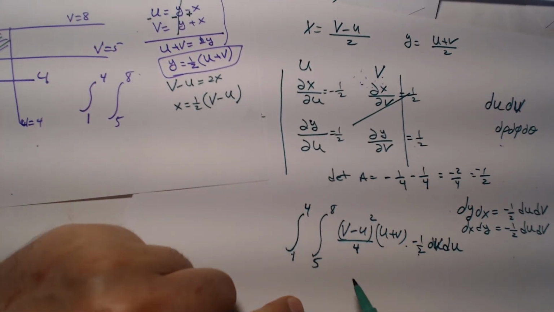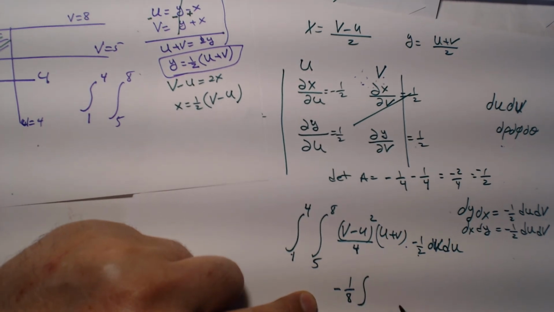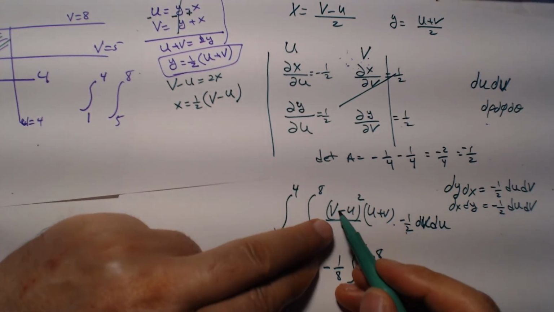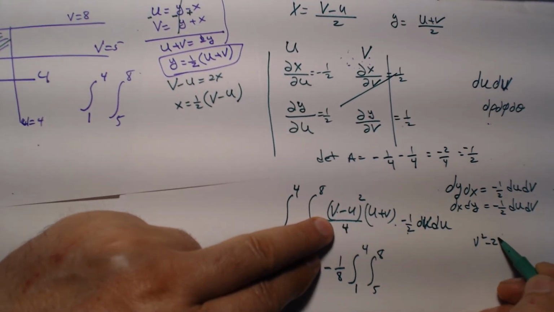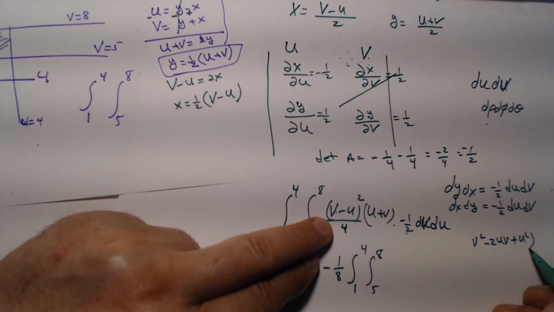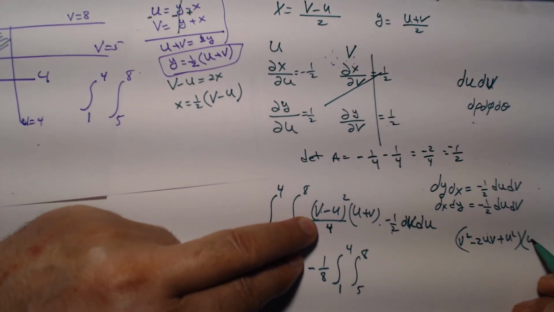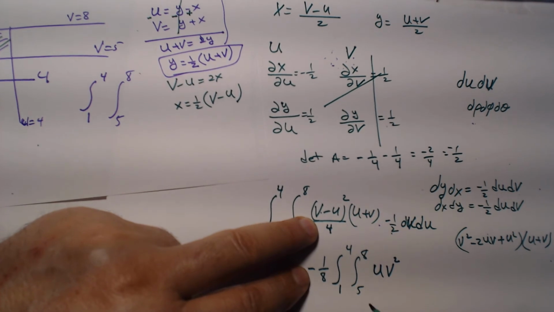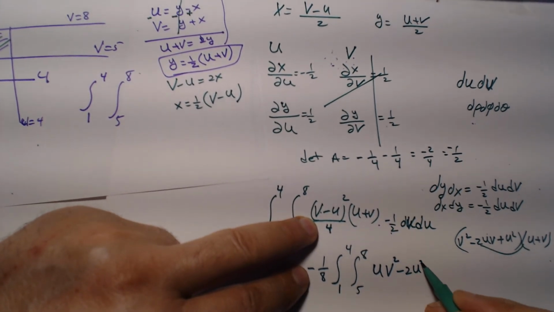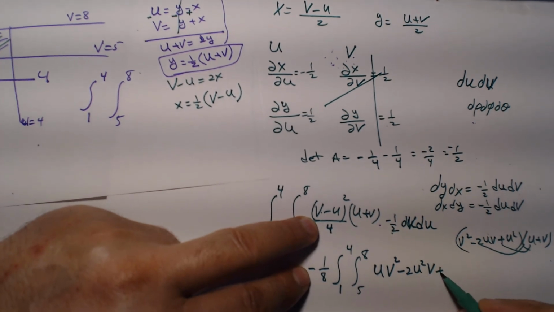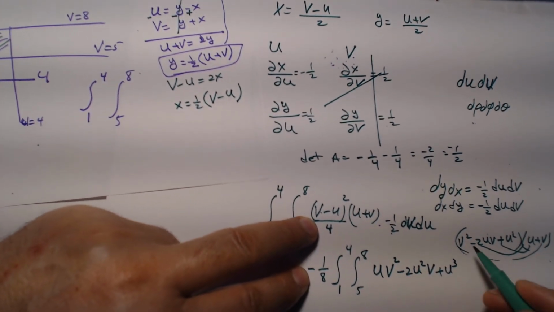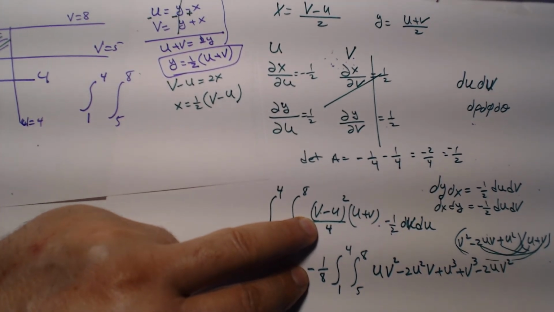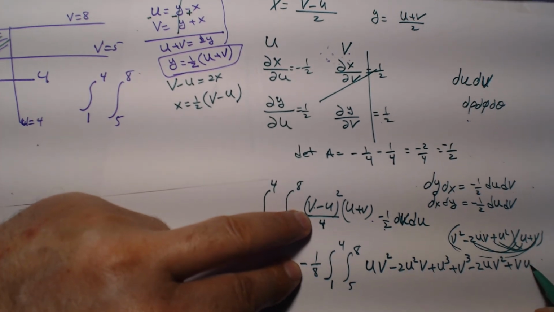2 times 4 is 8, so I bring the negative 1/8 out. And I'm going to write 1 to 4, 5 to 8. That becomes (v squared minus 2uv plus u squared) multiplied by (u plus v). Then your answer is uv squared minus 2u squared v plus u cubed plus v cubed minus 2uv squared plus vu squared.